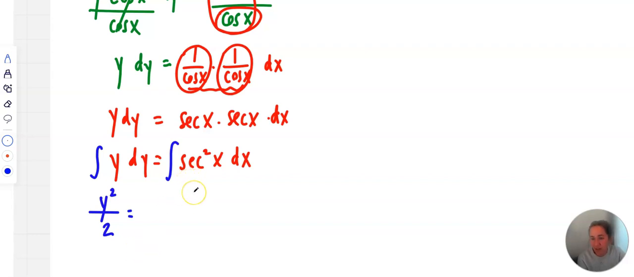Secant squared, you're thinking of a trig function that has a derivative of secant squared, and that would be tangent. Secant squared's antiderivative will be tangent of x. And then I talked about putting the plus c on the other side. Got to make sure that I remember it.